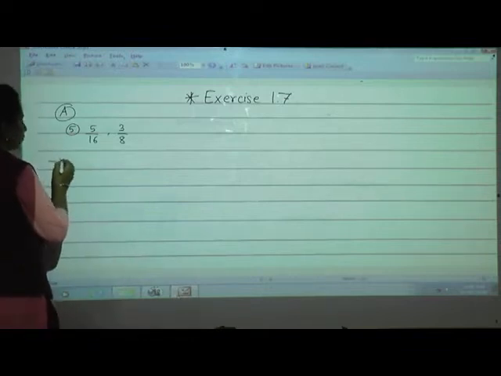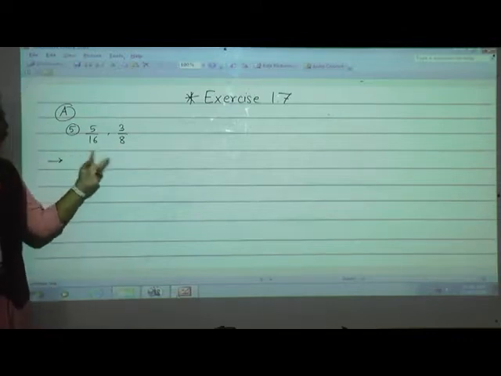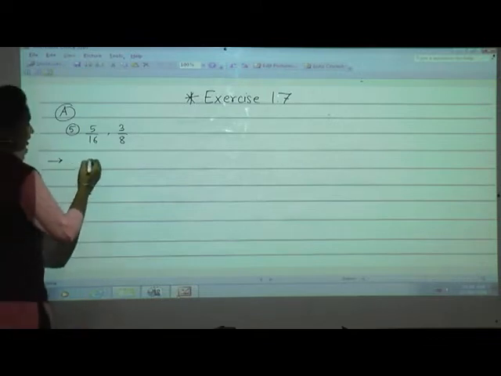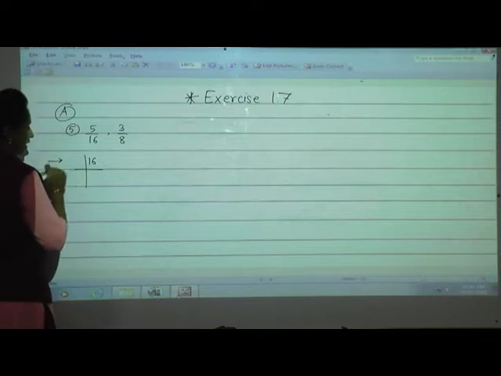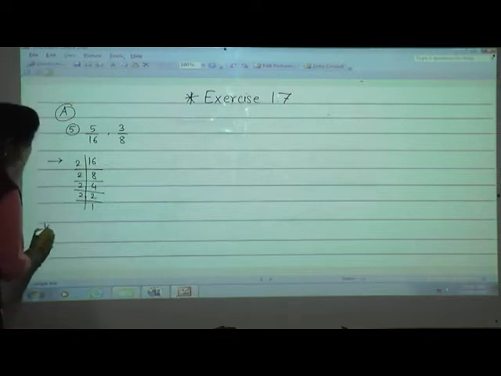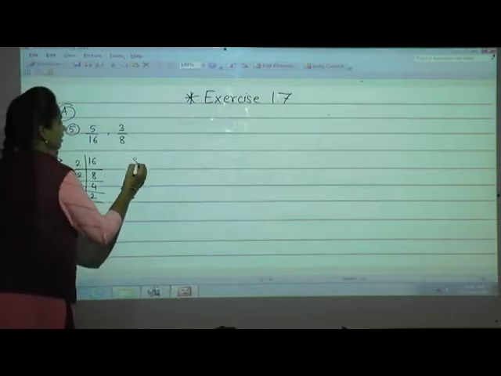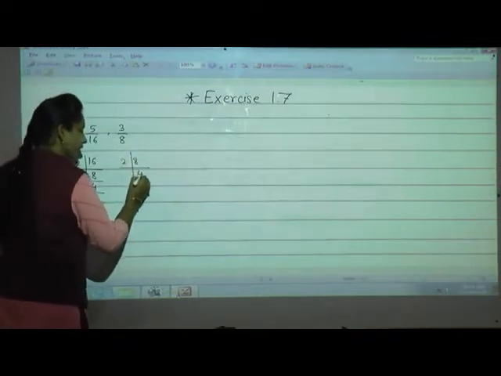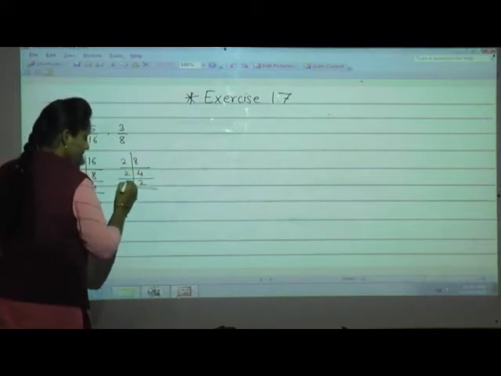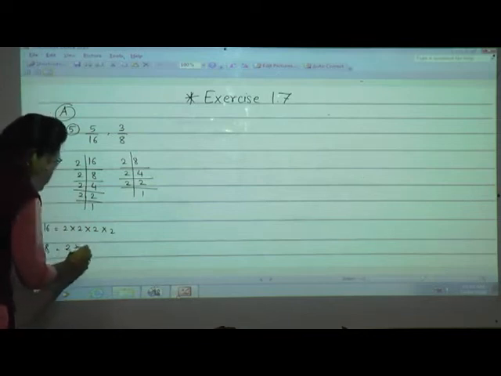Now first what we have to do? We have to find out the LCM of the denominators, because the denominators are not the same, so we cannot compare the numbers. So I'll find out the LCM. Now see, 16: 2 8's are 16, 2 4's are 8, 2 2's are 4 and 2 1's are 2. What are the multiples of 16? 2 multiplied by 2 multiplied by 2 multiplied by 2. Now next, 8. 2 4's are 8, 2 2's are 4, 2 1's are 2. What are the multiples of 8? 2 multiplied by 2 multiplied by 2.